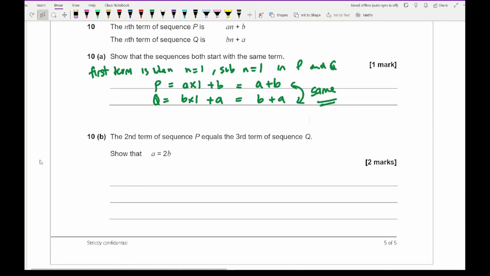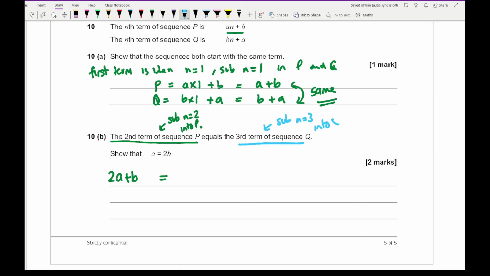Moving on to the last part, 10b, it says the second term of sequence P equals the third term of sequence Q. Show that a equals 2b. So for this bit here, what we're going to do is we sub n equals 2 into P. So from this we're going to have 2a plus b, and that equals, and then for this bit here we sub n equals 3 into Q. So that's going into this. So we've got 3b plus a.